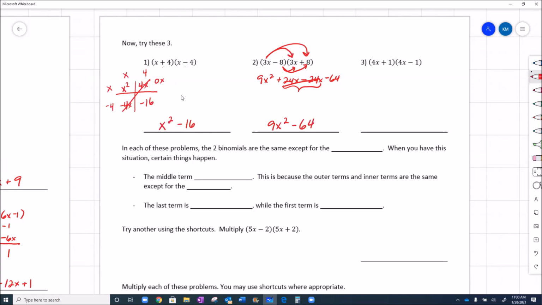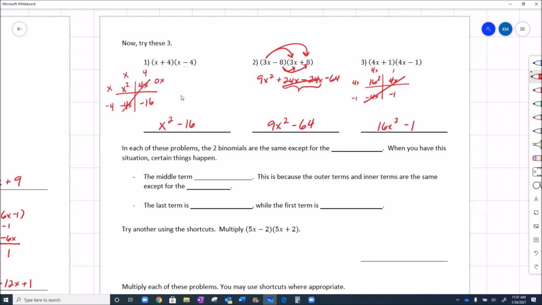Finally, 4x plus 1 times 4x minus 1. So we get 16x squared plus 4x minus 4x minus 1. Like terms cancel out. We end up with 16x squared minus 1.